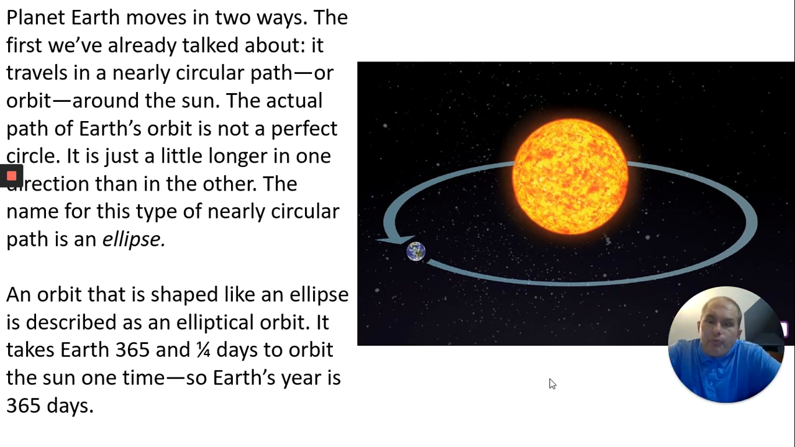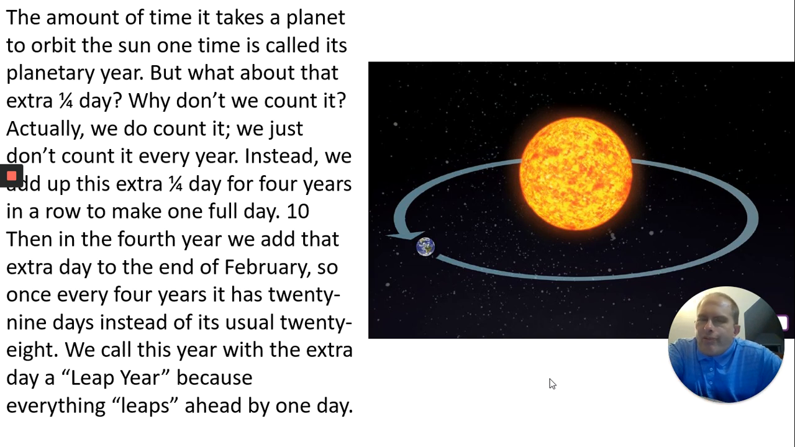It takes Earth 365 and a quarter days to orbit the sun one time. So the Earth's year is 365 days. You understand every 4 years why we have a leap year? Yeah, there you go. The amount of time it takes a planet to orbit the sun one time is called its planetary year. All the planets have different planetary years, and we'll go over that.